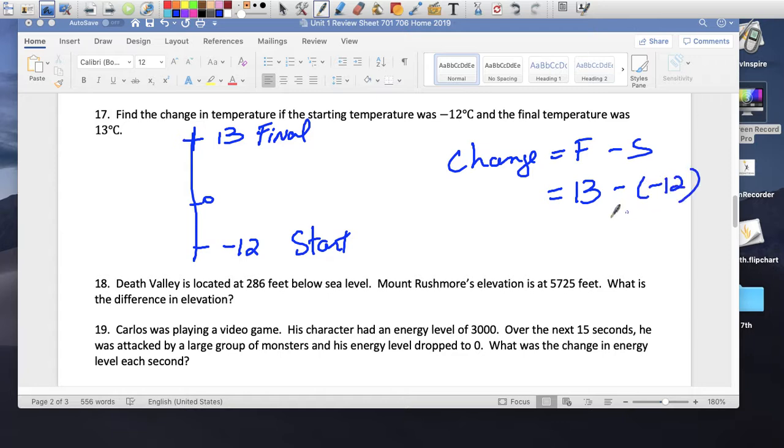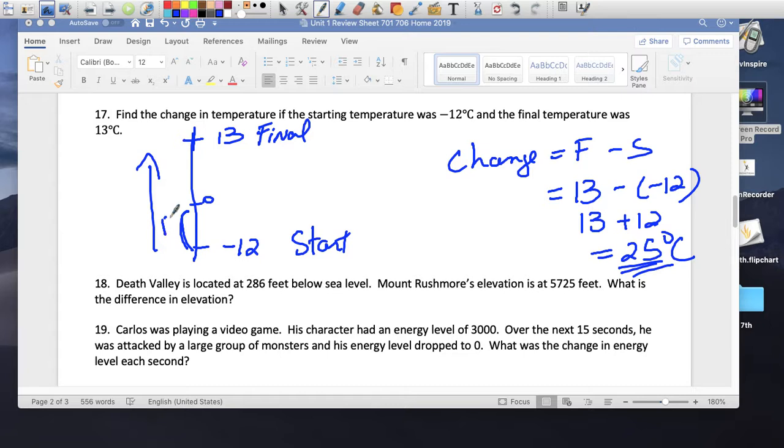Negative 12. If I actually do this, it becomes 13 plus 12, and it becomes 25. So the change in temperature was 25 degrees Celsius. And that makes sense. Again, I should have done the picture before, but from negative 12, we're traveling up this way, right? So the temperature went up from negative 12 to 0.